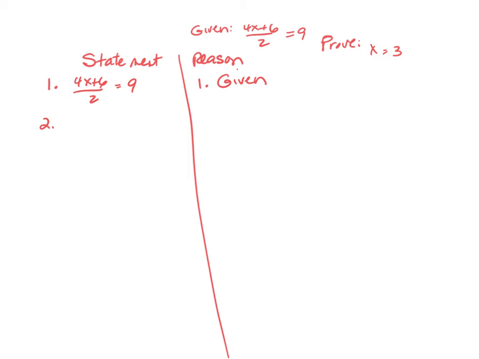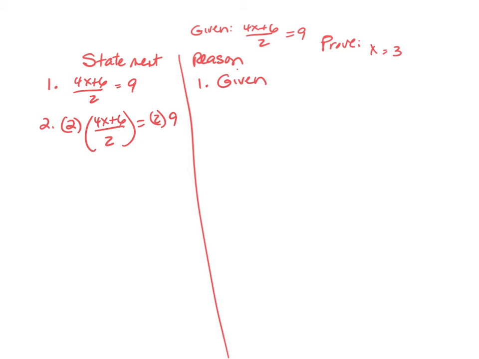What are we multiplying both sides by as our first step? 2. You see the 2 you have to get rid of? Oh, yeah, that's right. So it's 2 times 4x plus 6 over 2 equals 2 times the 9. We've multiplied both sides by 2.